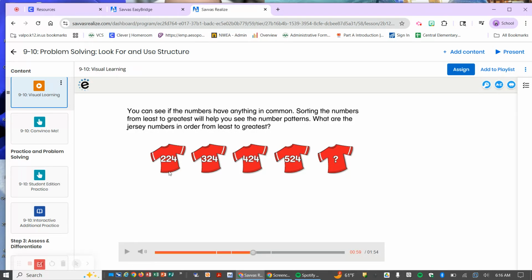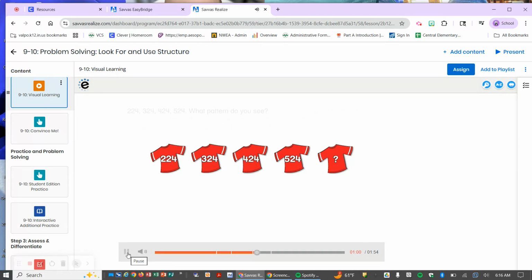Okay, they go 224, 324, 424, 524. What's going to be next? 224, 324, 424, 524. What pattern do you see?